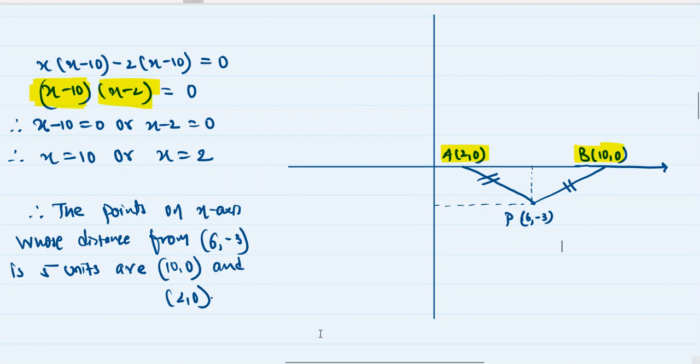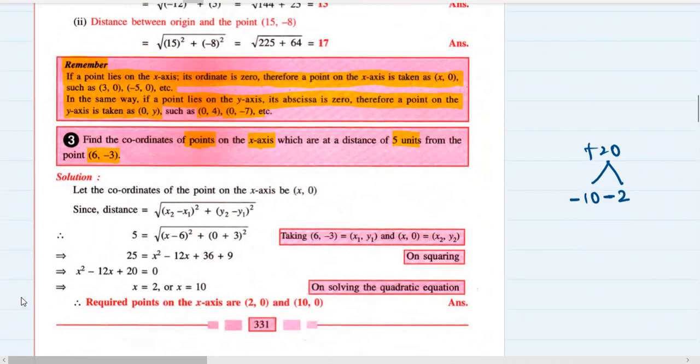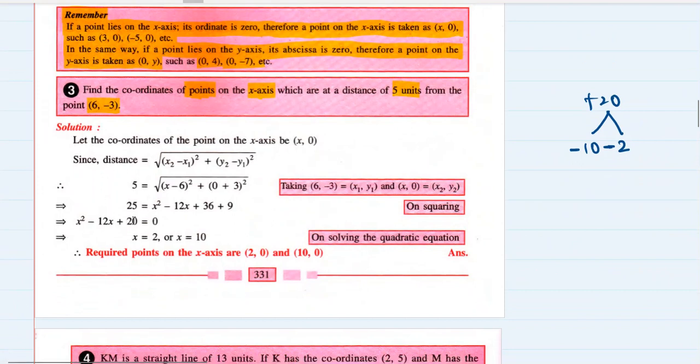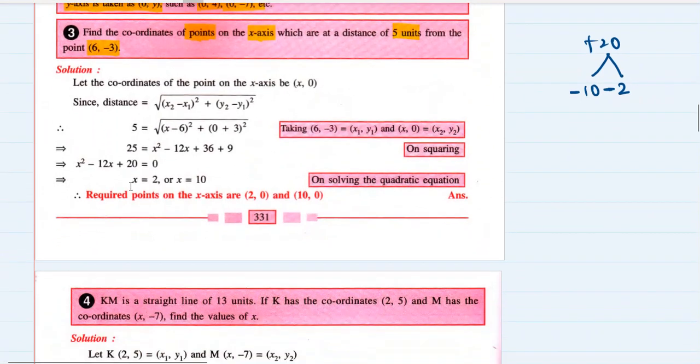Now you understand. So let's check the method which they have used. They have also used the same method, solving the quadratic equation which I showed you how to solve. They've got the same 2 points. Now I think it must be clear. Okay, next question.